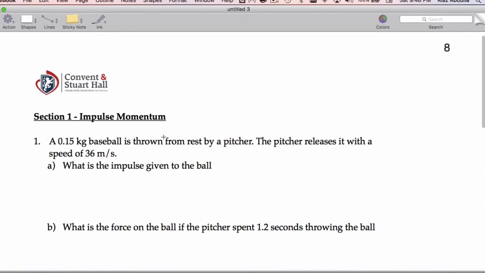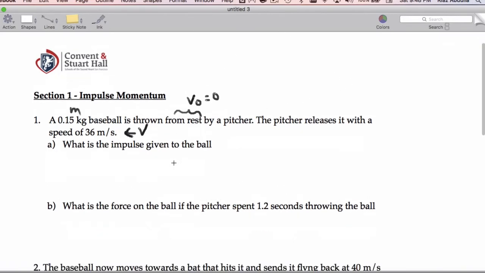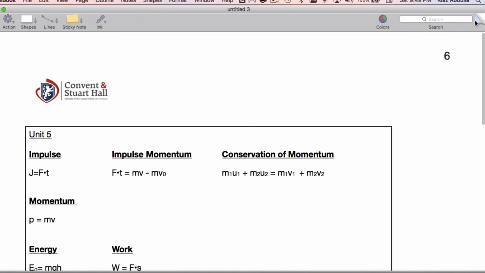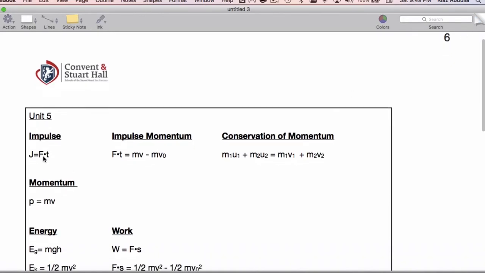So let's be clear. Thrown from rest implies that v naught equals 0. We have a mass, and we have a final speed, a velocity of 36 meters per second. So normally the impulse is force times time. However, in this case, since we have the change in momentum, we will actually calculate mv minus mv naught to get the impulse, because let's remember from this page here that this is the impulse. This is also the impulse and is equivalent to the change in momentum.